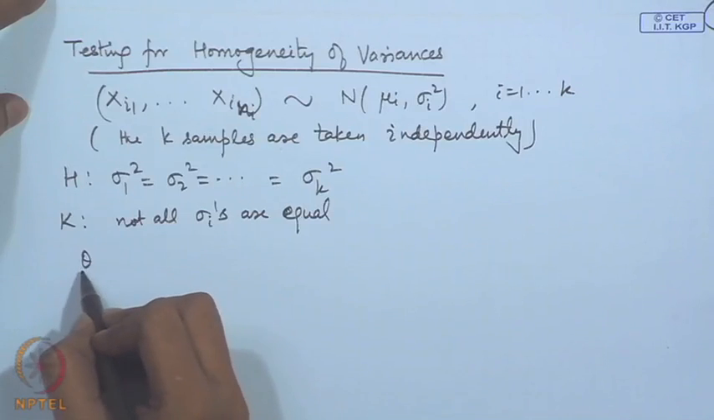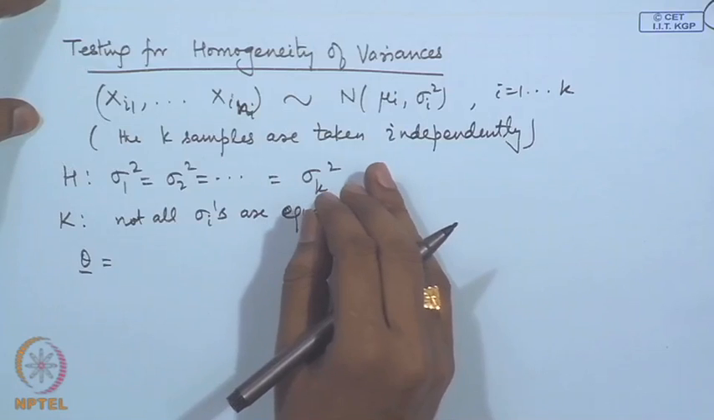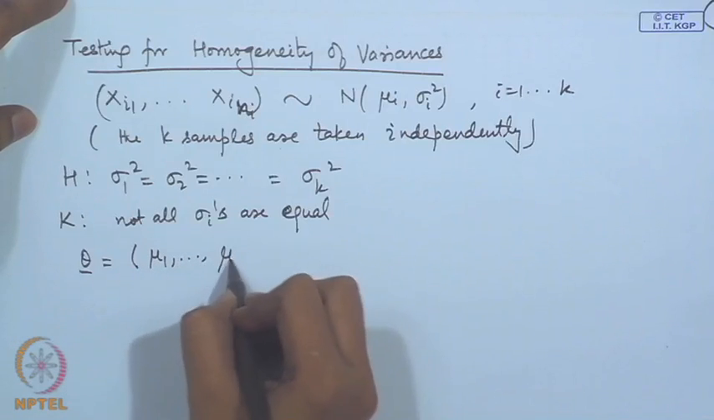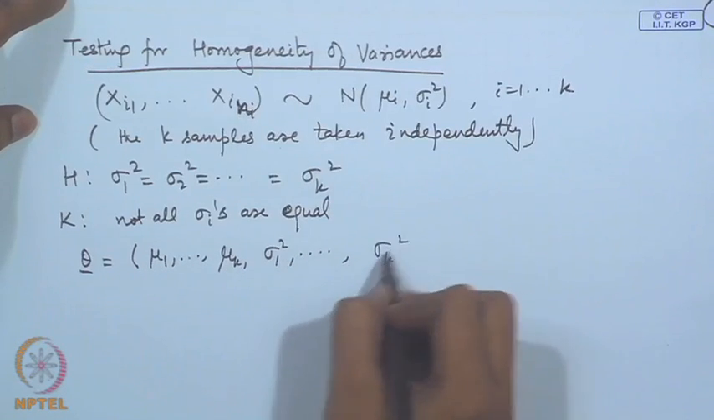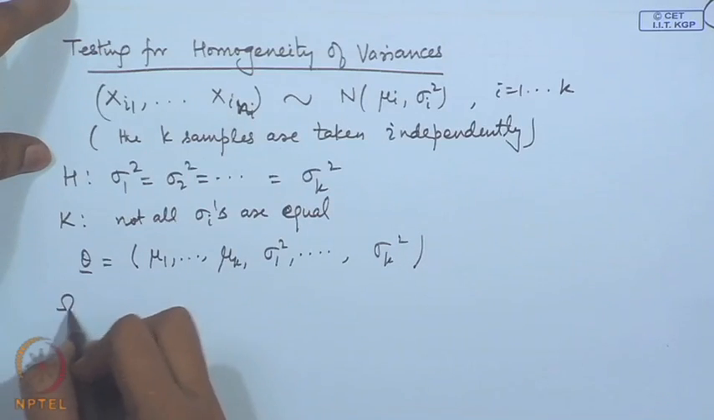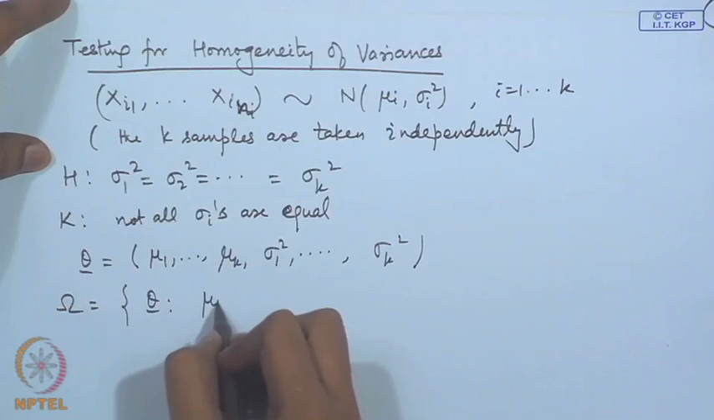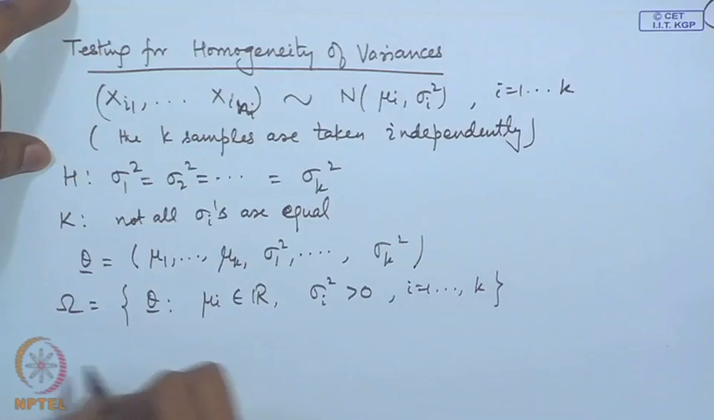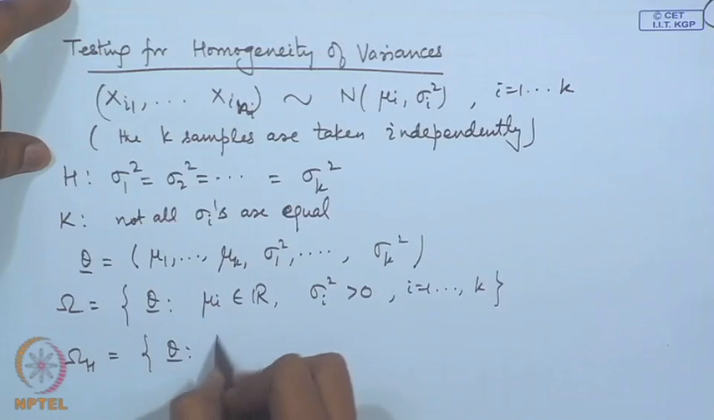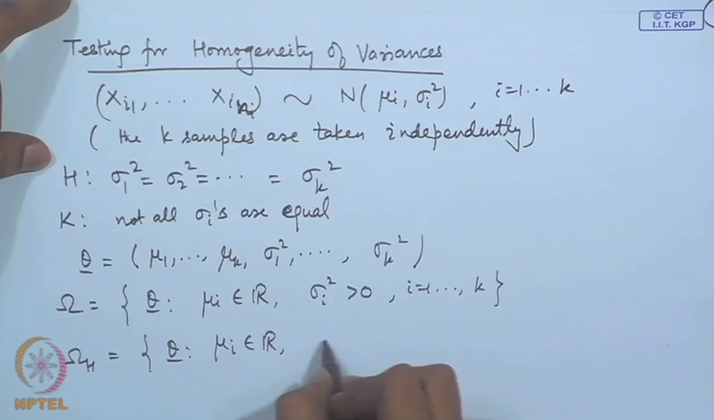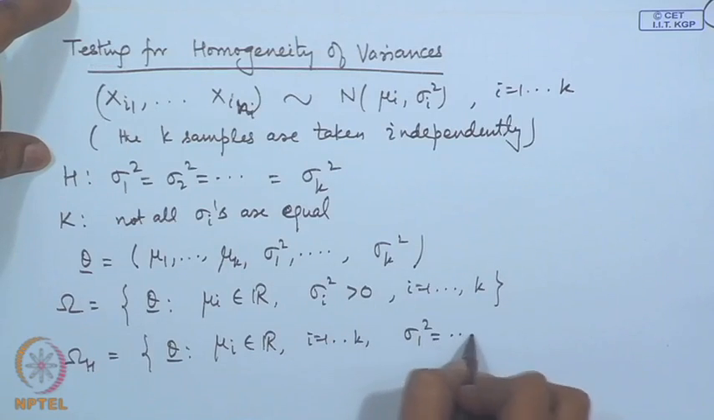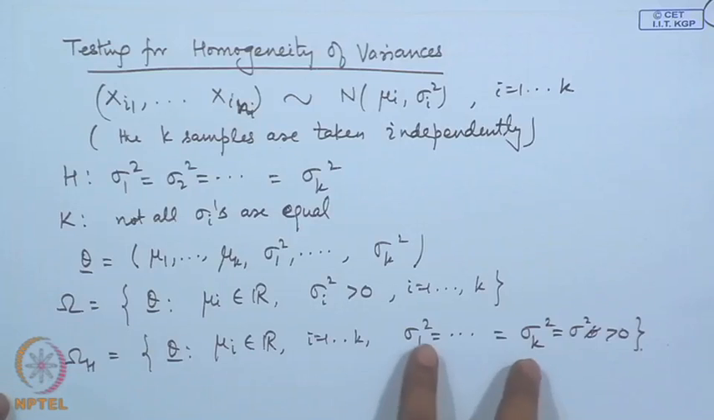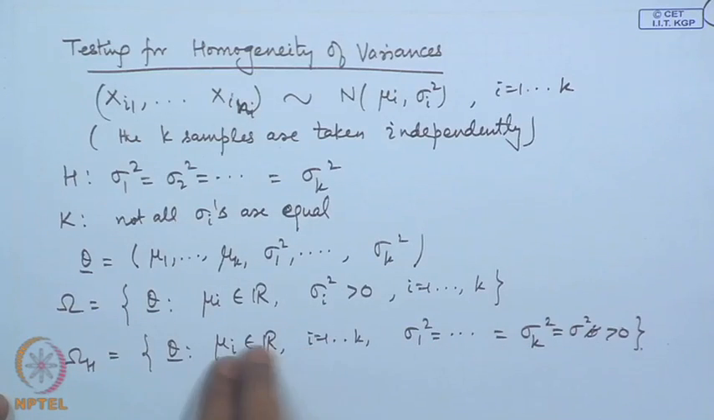Our parameter space has become a little bit larger. It is actually 2k dimensional now. The parameter theta is actually mu 1, mu 2, ..., mu k, sigma 1 square, sigma 2 square, ..., sigma k square. The full parameter space is that the mu i's are real numbers and sigma i squares are the positive real numbers, and under omega h it becomes k plus 1 dimensional, because mu i's remain as such, but sigma 1 squares become equal. So, the dimension of this part has reduced to 1. So, this is k, so k plus 1 dimensional.